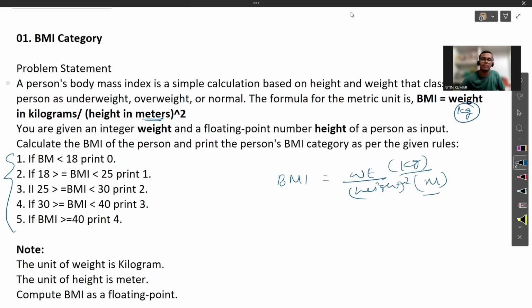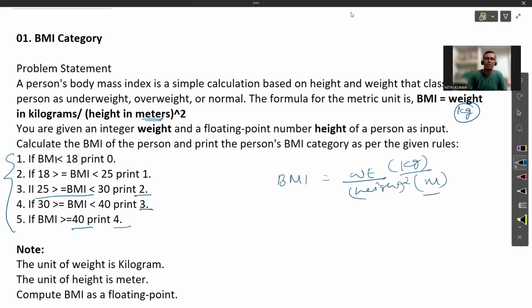If the BMI of the person comes to be less than 18, then we print 0. If the BMI is greater than or equal to 18 and less than 25, it would be 1. In the same way, you can see the category has been defined. If it is between 25 and less than 30, then we will print 2. For 30 to 40, we will print 3, and otherwise if it is greater than or equal to 40, we will print 4. So in this way we can define which category the person lies in.